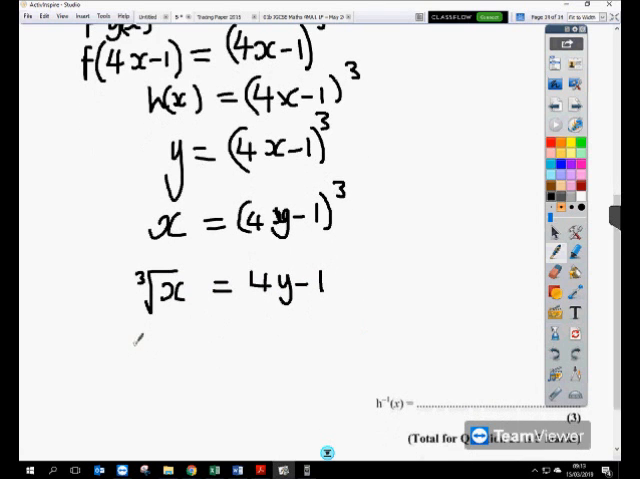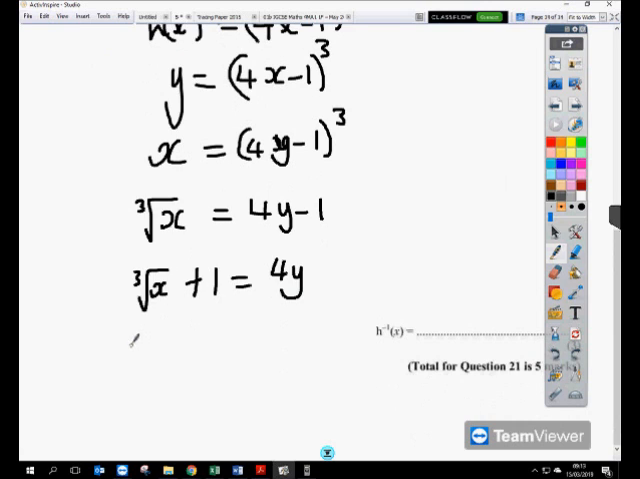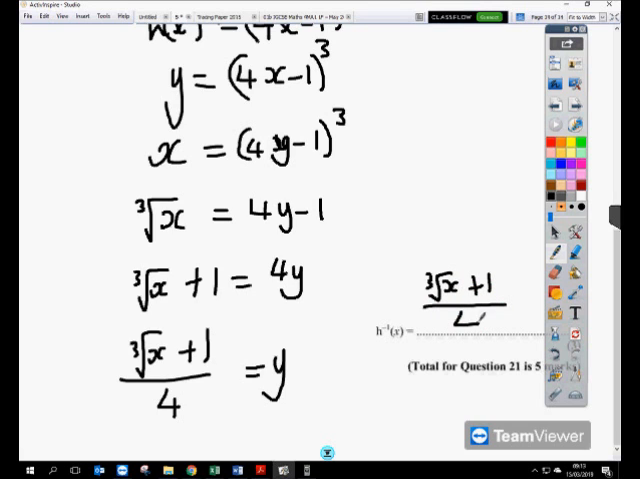Then you add 1 to both sides. So cube root of x, add 1 is equal to 4y. And finally, you divide by 4. So you have the cube root of x plus 1 over 4 is equal to y. And this is what we write on the answer line. So the cube root of x plus 1 over 4.